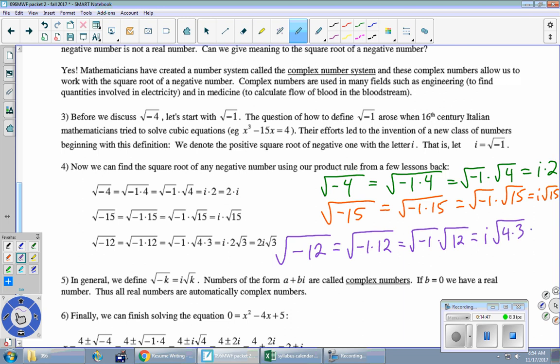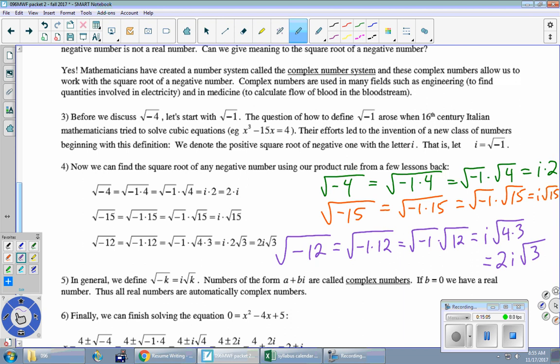Okay, and then square root of 4 comes outside and becomes 2. And then there's an i also outside, and then there's a square root of 3 inside. So 2 times i times the square root of 3. That's our simplified version of the square root of negative 12.